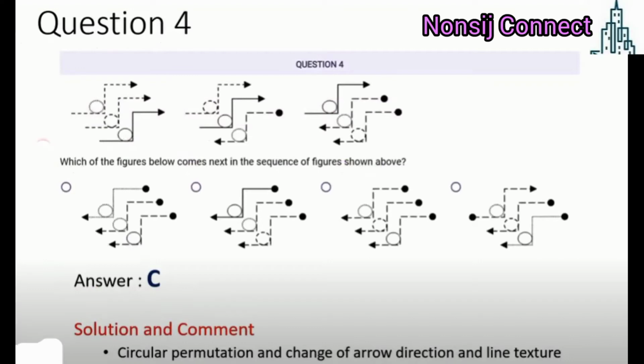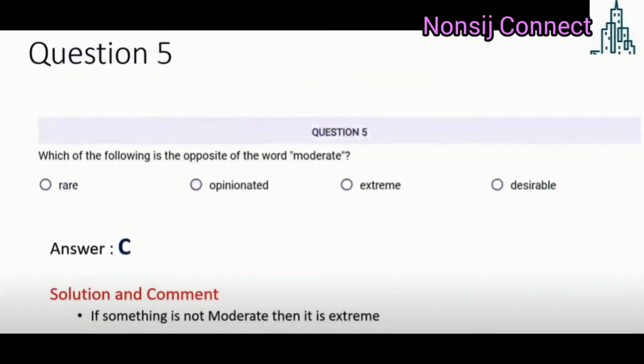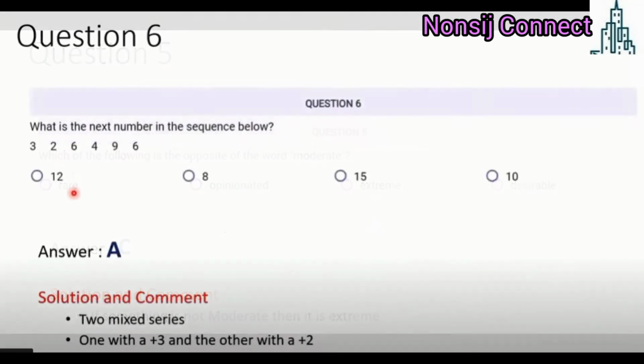Now, this is still circular permutation. You will note that C will be the answer, because the movement of the arrow goes up, then from the up it will turn back to the opposite and start again. Now the next question, number 5: which of the following is the opposite of the word moderate? It is extreme, which is C.